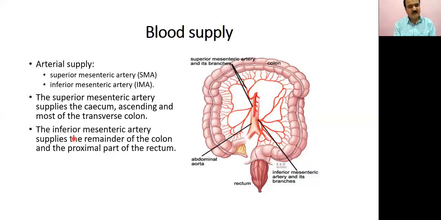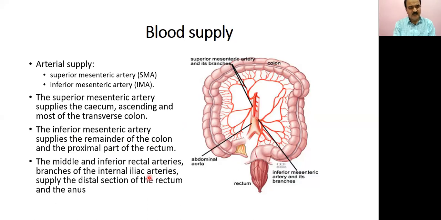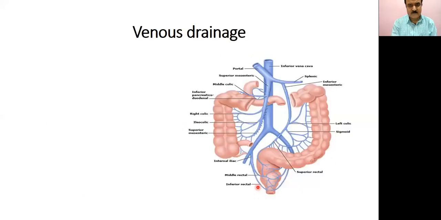The inferior mesenteric artery supplies the remainder of the colon, meaning the left one-third of the colon, the descending colon, the sigmoid colon, and the proximal part of the rectum. The proximal part is derived from the hindgut. The middle and the inferior rectal arteries, branches of the internal iliac artery, supply the distal section of the rectum and the anus. The lower part of the rectum and the anus is supplied by the middle and inferior rectal arteries, branches of the internal iliac arteries.